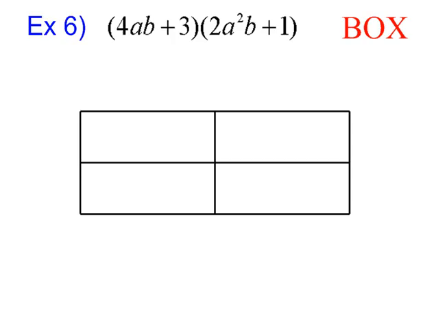Now we're going to try the box method. And we have two binomials that we're recording, 4ab plus 3 times 2a squared plus 1.